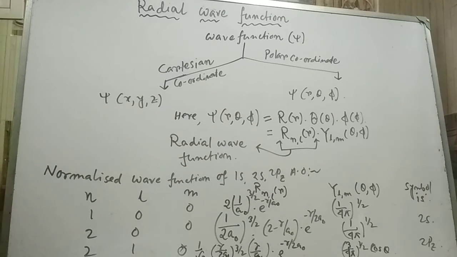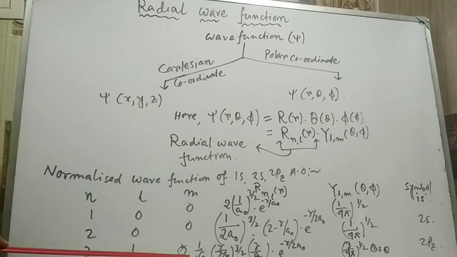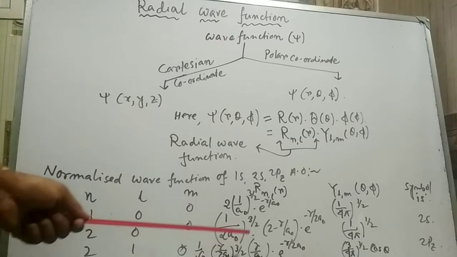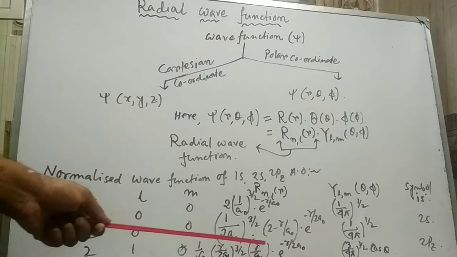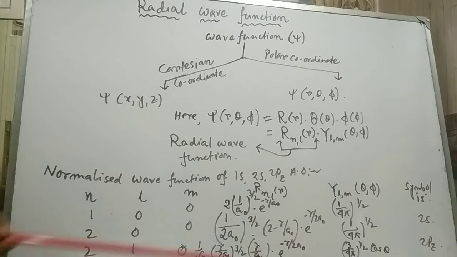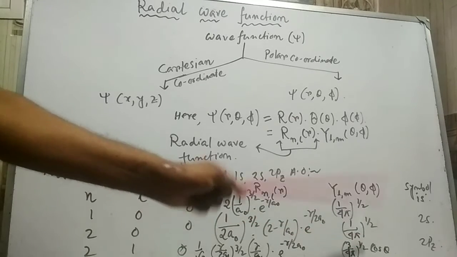Now in case of the 2pz atomic orbital, what is the value of n, l, m? 2, 1, 0, and the radial wave function is 1/√3 (1/2a0)^(3/2) (r/a0) e^(-r/2a0), and the angular wave function is (3/4π)^(1/2) cos theta.